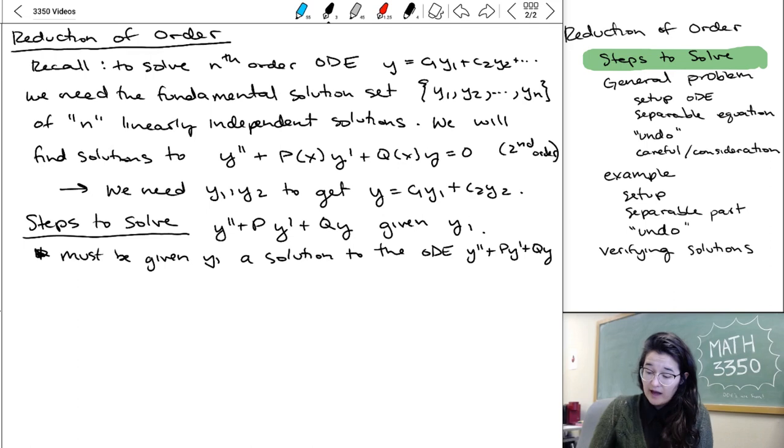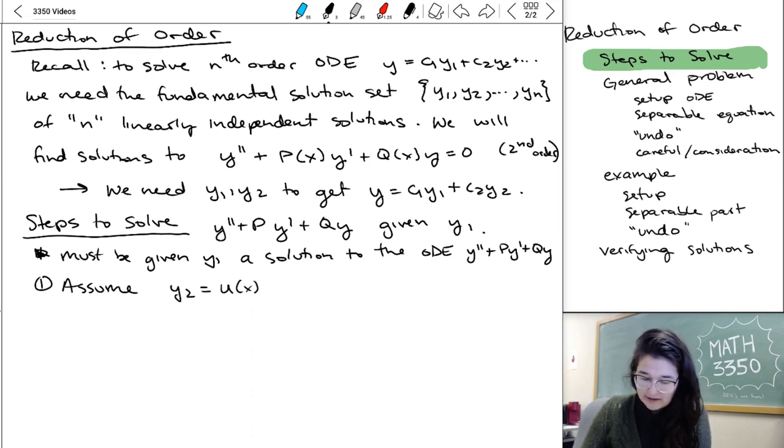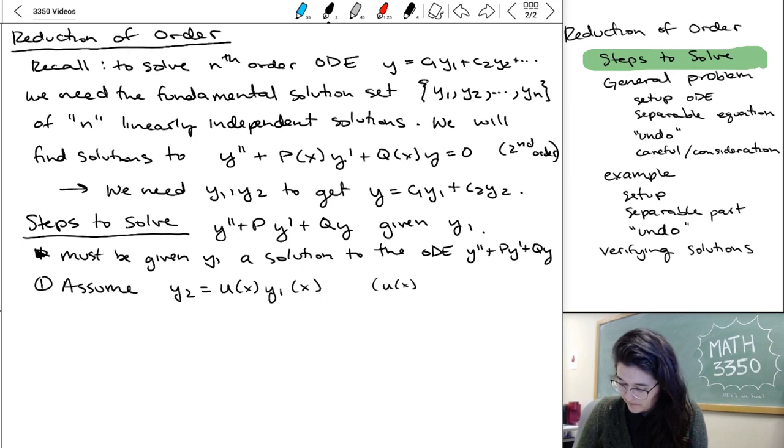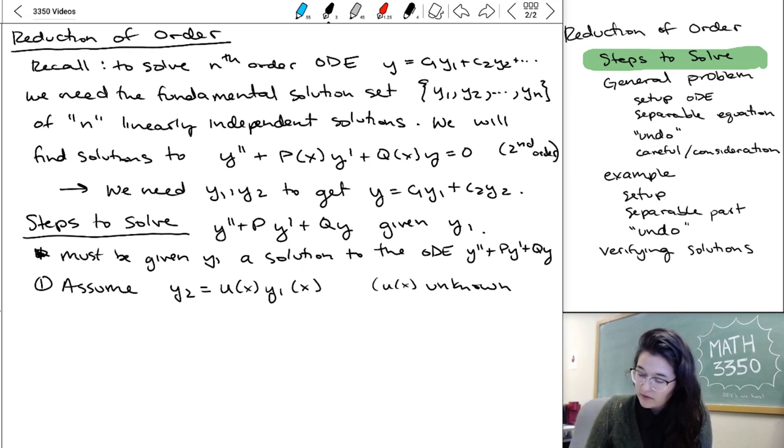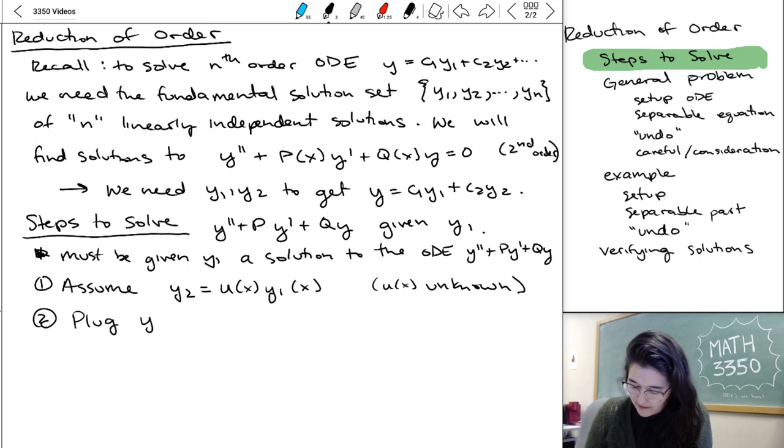As long as you have that, these are the steps to follow. So first, we're going to assume we know what the next solution is going to be, and it's going to be that y2 should be some function u of x times y1, the function that was given. And we don't know what u is. Our whole goal here is going to be to find it. And then, like we often do, once we assume the solution, we're just going to plug that solution into the ODE.